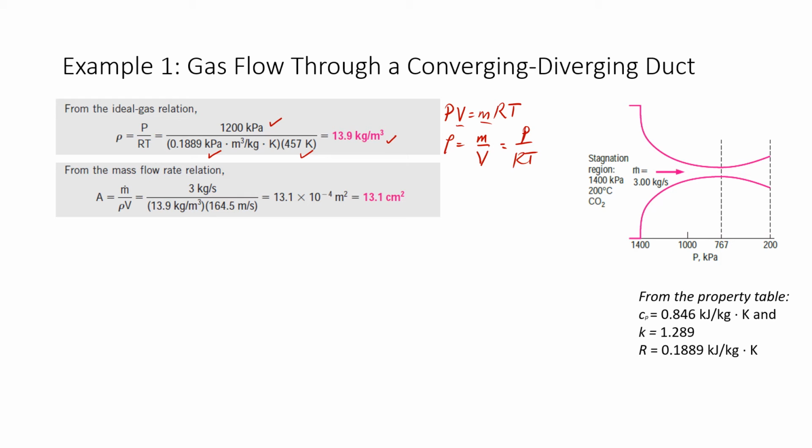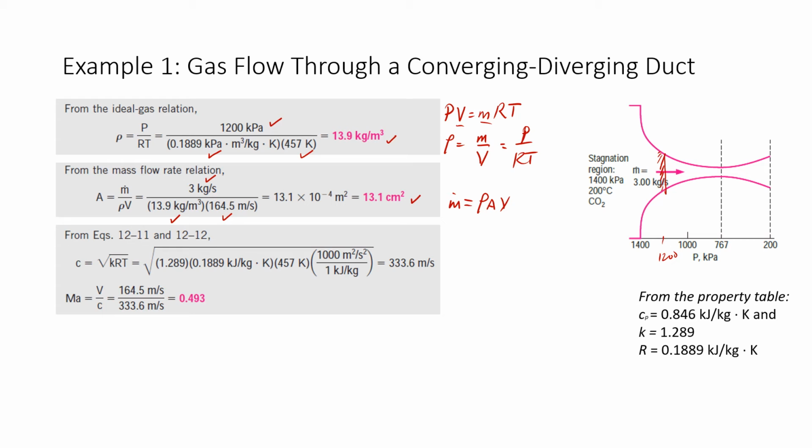Next, we can find the flow area. This is just from the mass flow rate equation. Mass flow rate equals rho A V. Rearrange for A, put in the values. This is density from the previous part, velocity from the first part. We get the area. That means at 1200 kPa, let's say somewhere here, this area is 13.1 square centimeters.